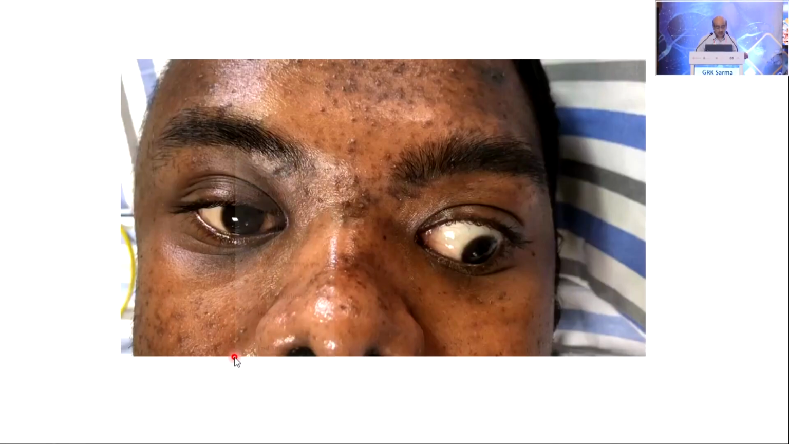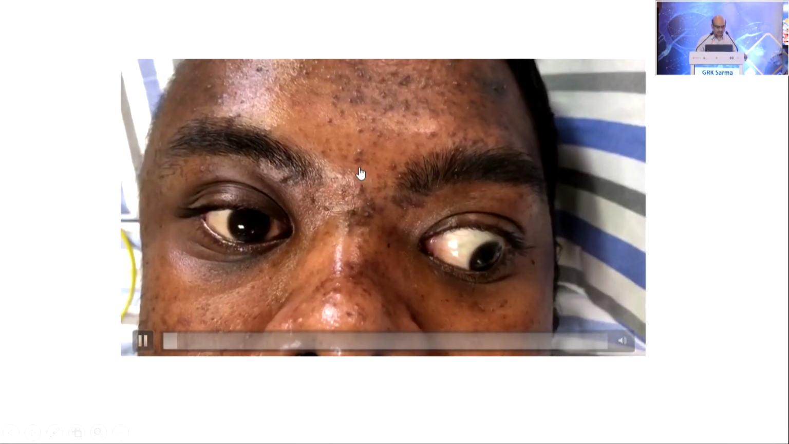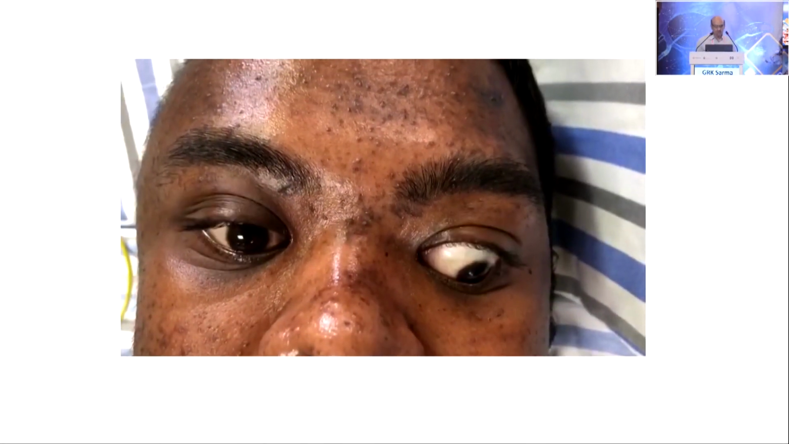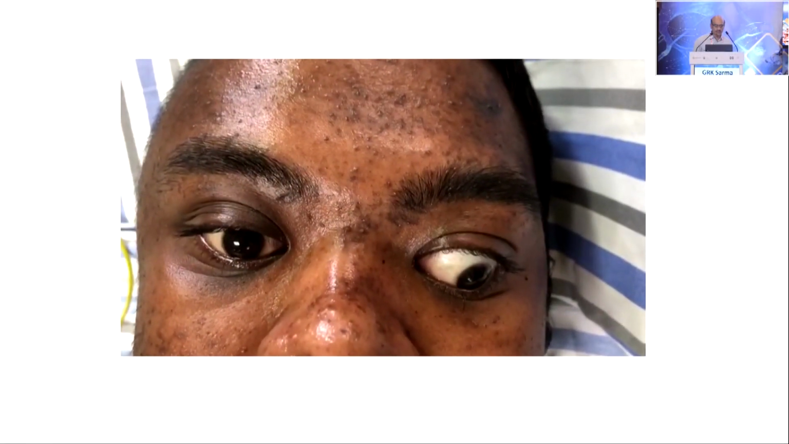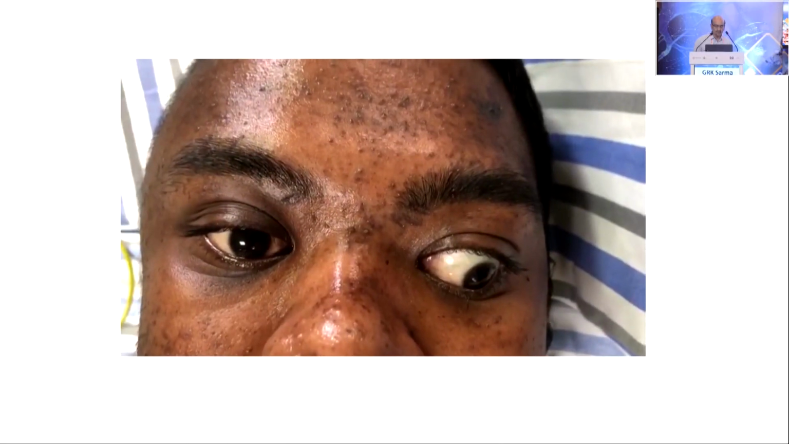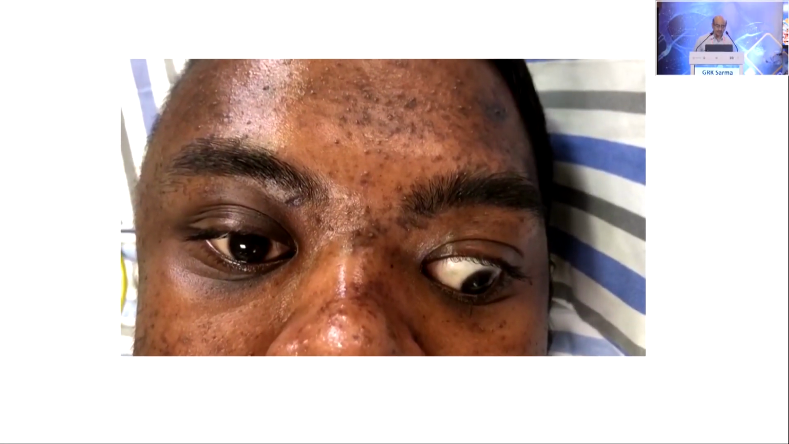I'm sorry, that video is not working. You can see that the eye is actually down and out. Down and out is seen in third nerve palsies. But when you do a complete examination, this patient had a convergence nystagmus and upward gaze palsy. You can see even the right eye. You can see the convergence nystagmus. When you test the eye movements, he is able to adduct the eye. So it is not a third nerve palsy. Almost last slide.